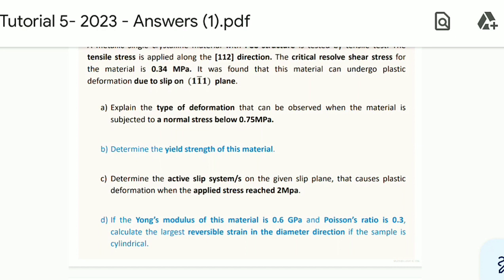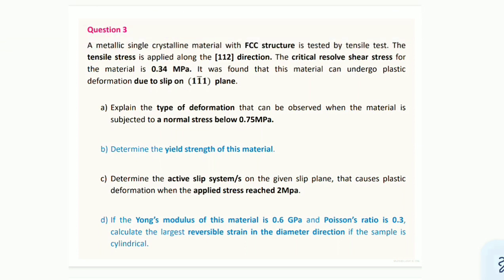This is one of the important pieces of information that we are given: this is the direction of the force. 112 are the Miller indices of the force direction, and the critical resolved shear stress for the material is 0.34 megapascal. This is a constant quantity, and let us denote it with alpha with subscript CR: C for critical and R for resolved shear stress.